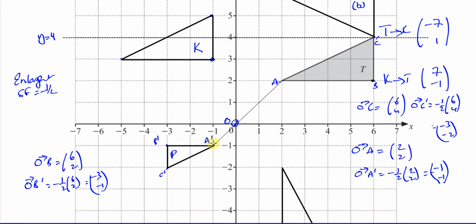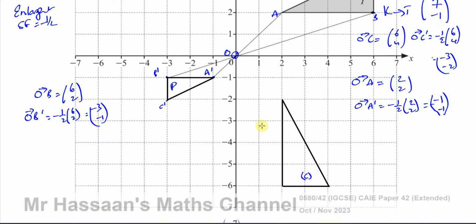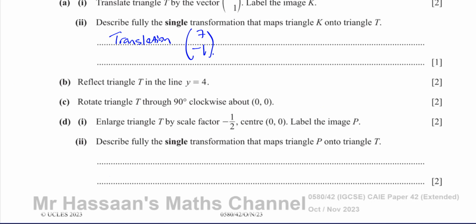As you see, this just confirms to us that that's the center of enlargement. If you join a point to its image, a point to its image, they will always meet at the center of enlargement. So the center of enlargement is (0, 0). So to describe fully, we have to mention first that it's an enlargement, and we have to mention the center is the origin, (0, 0).